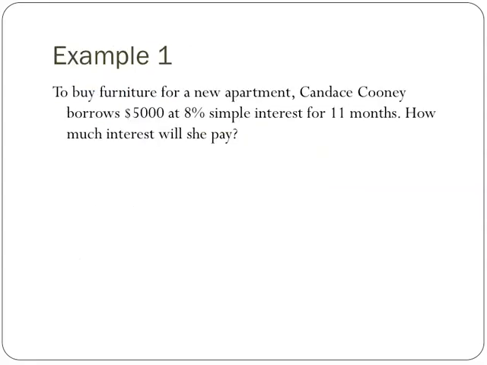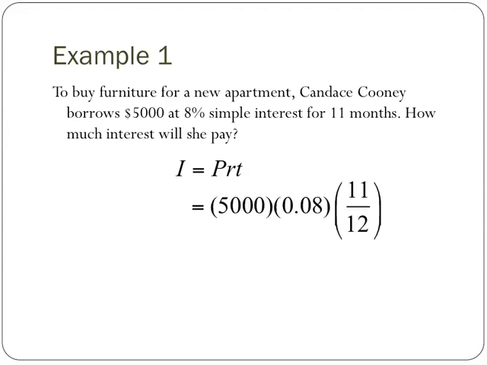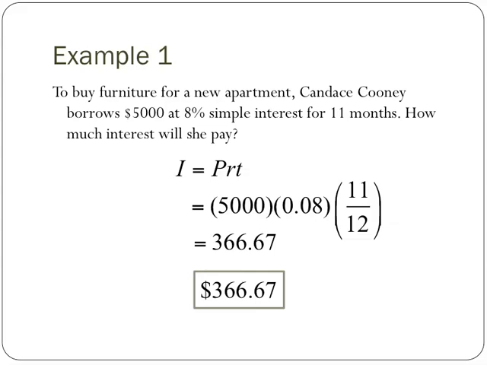To buy furniture for a new apartment, Candace Cooney borrows $5,000 at 8% simple interest for 11 months. How much interest will she pay? So the amount that's borrowed, that's P, that's $5,000 in this case. The interest rate is 8%, and the amount of time is 11 months. Again, remember that you want to put this in years, so this would be 11 over 12. Multiplying that together, we get $366.67. So that's the amount of interest that Candace owes.